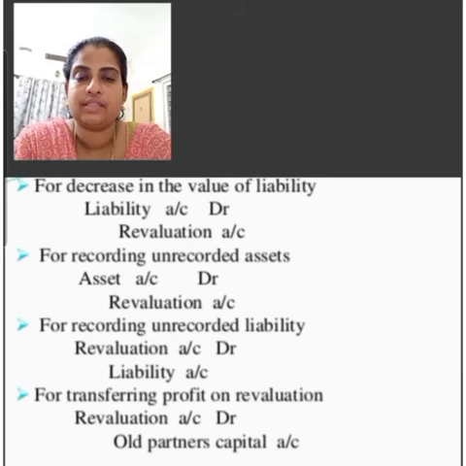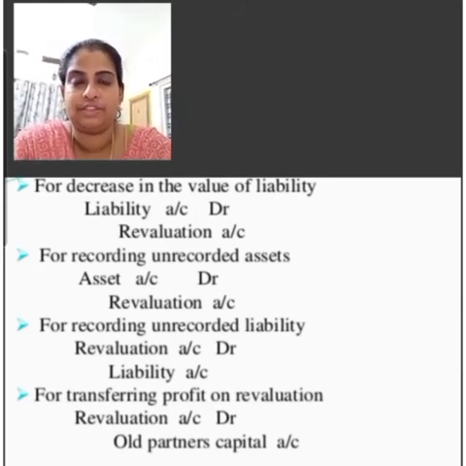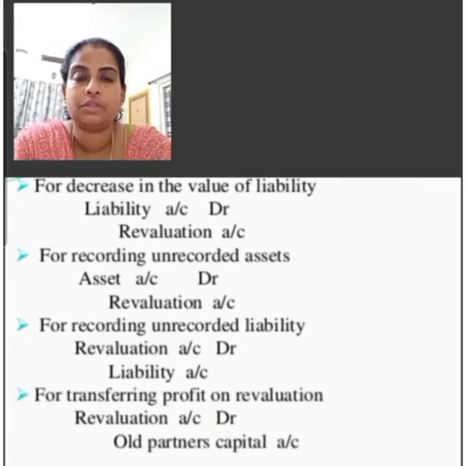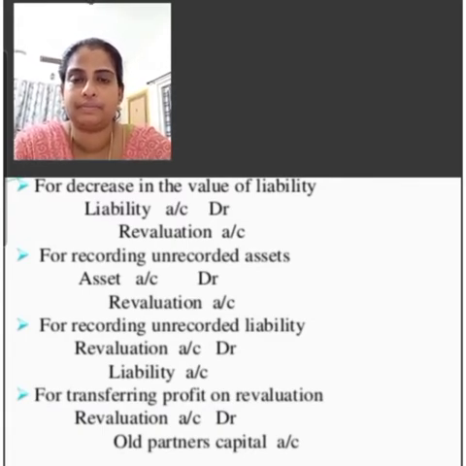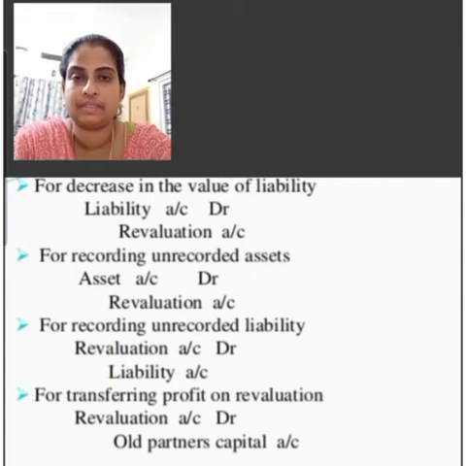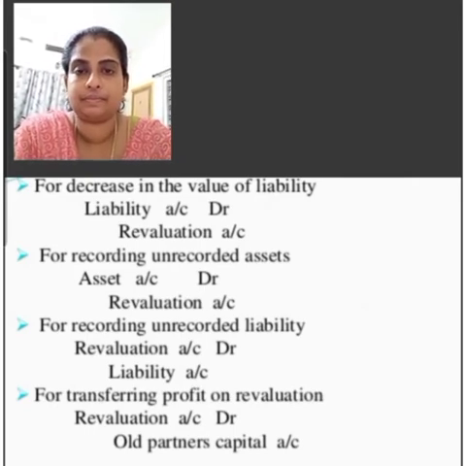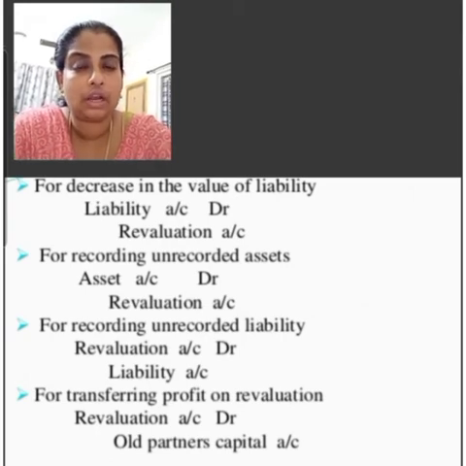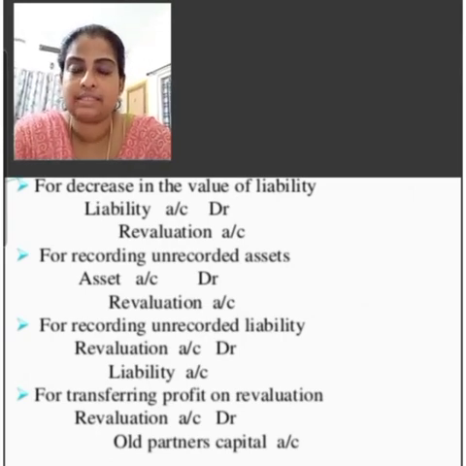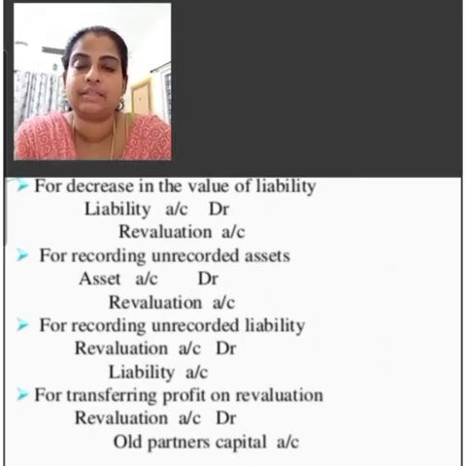Next entry is for recording decrease in the value of liability. The entry will be liabilities account debit to revaluation account. Next entry is for recording unrecorded assets. Sometimes a company may not record some assets. At the time of revaluation of assets, the accountant should record that unrecorded asset in revaluation account. The entry will be assets account debit to revaluation account.